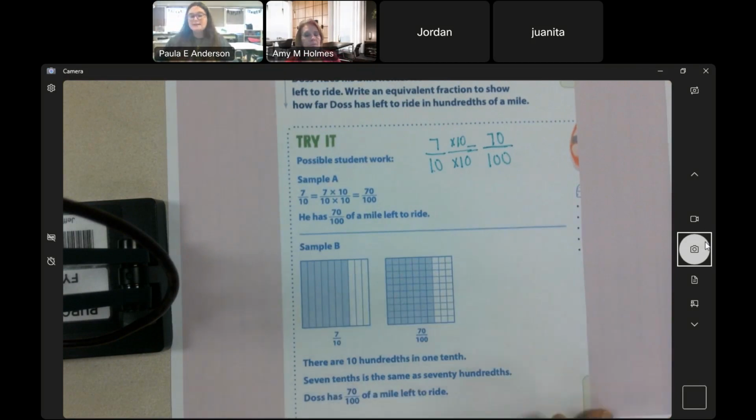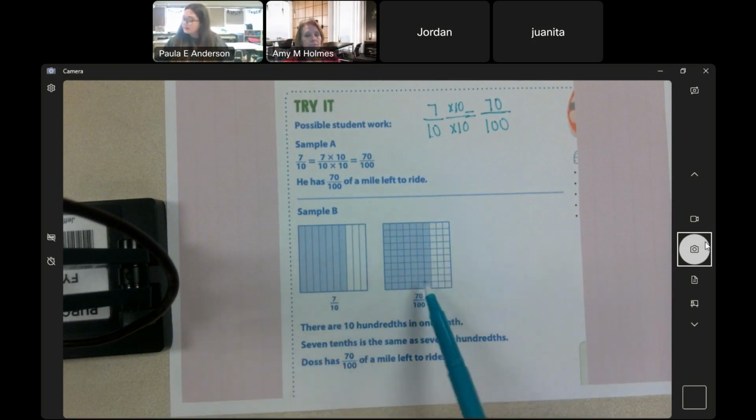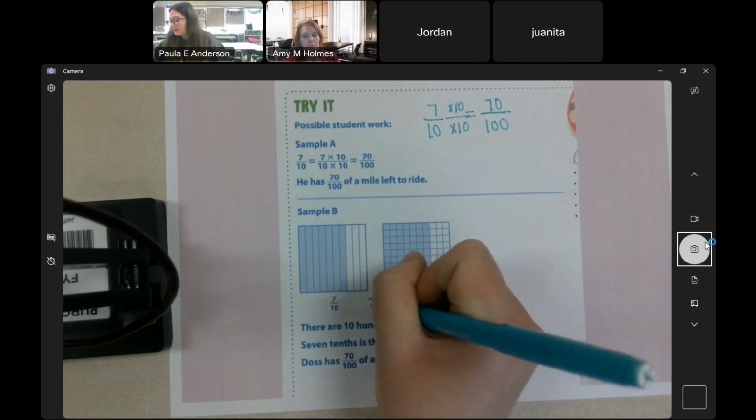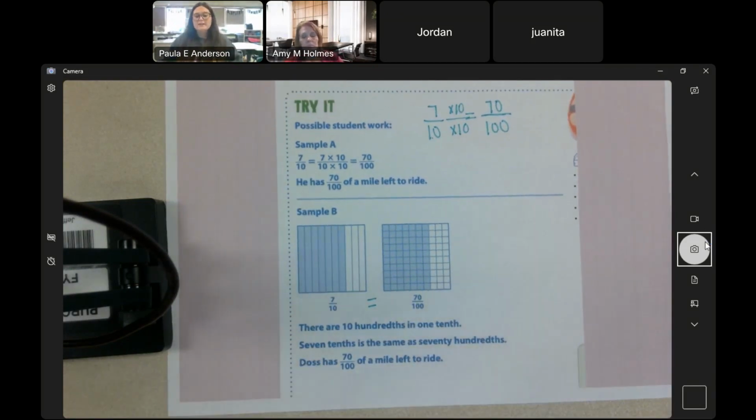And the same thing down here, we have our 7/10, and they just split it this way to make it into hundredths. So seeing that this is the same shaded area as this, they are equivalent fractions. We just wanted it in hundredths. So there are 10 hundredths in 1/10. 7/10 is the same thing as 70 hundredths. So Doss has 70 hundredths of a mile left to ride.